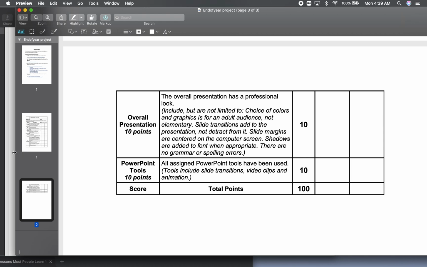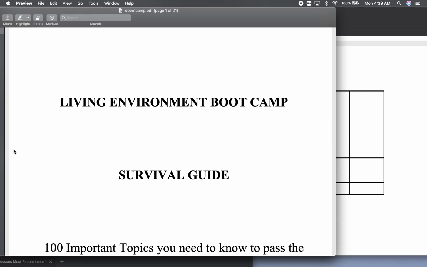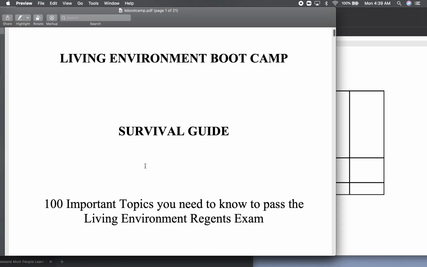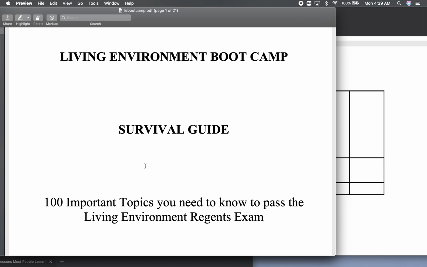Okay, now moving on. We also introduced you guys to the Living Environment Bootcamp. Okay, this Living Environment Bootcamp Survival Guide literally has all the topics that you need to know, or that you would have needed to know to pass the Regents. Being that we're not having a Regents, it is very important that you still look through this. You can use this as a reference in creating your PowerPoint.